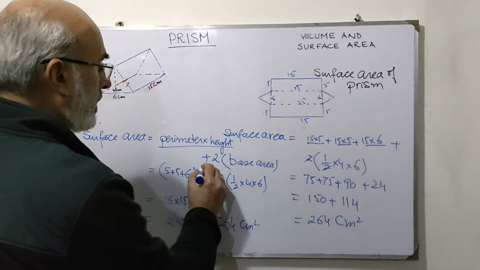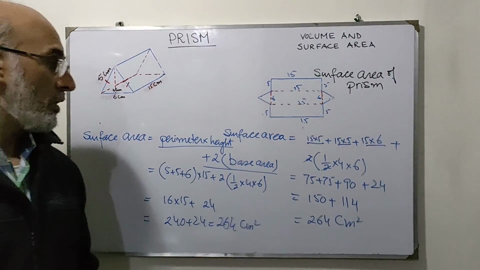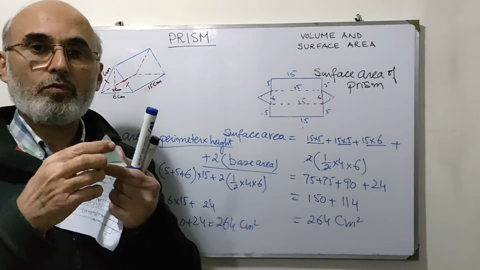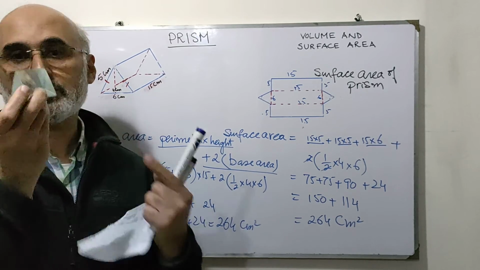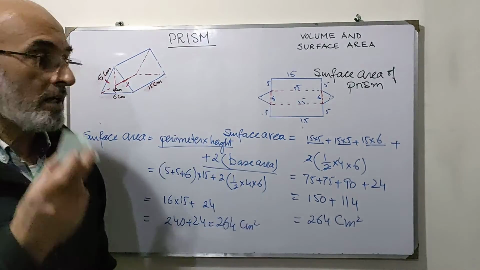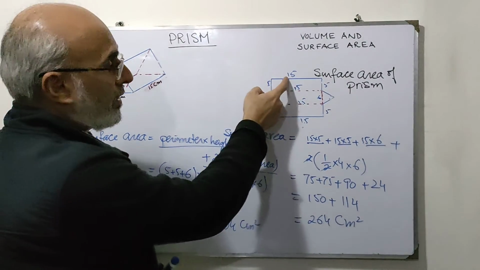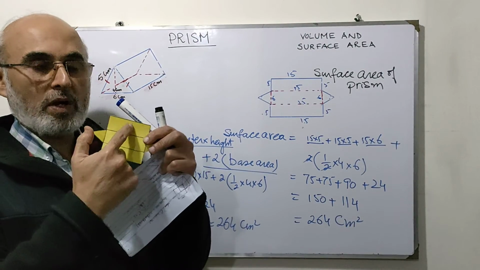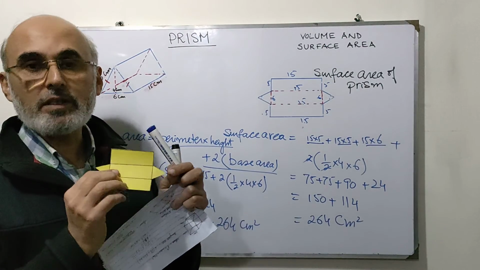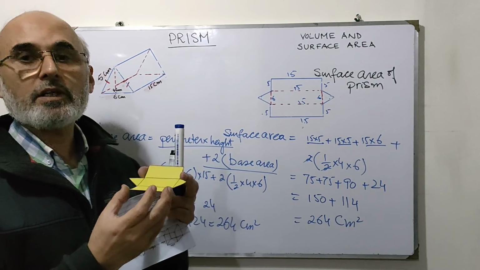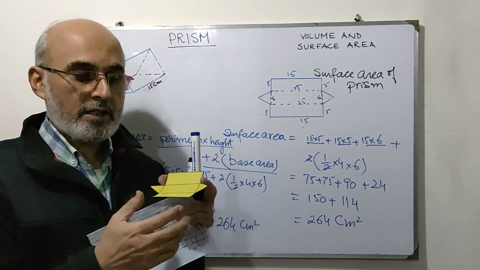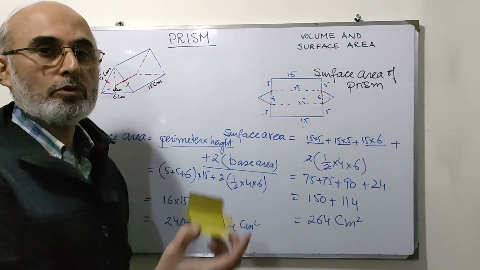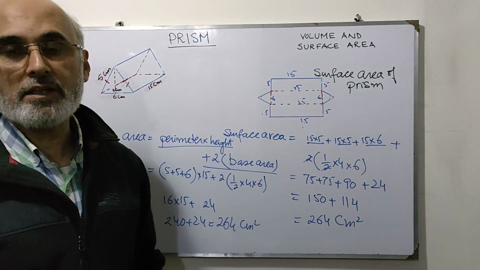Now this is a proper formula: perimeter into height plus 2 into base area, because each prism is going to have two faces, front face and back face. That is why we say 2 base areas. And then the perimeter into height. Why? Because I have shown you by unfolding this thing, 1, 2, 3, it gives you 3 rectangles. And for the rectangles, the height gives you the length and the sides of the triangle give you the breadth. So I have calculated both ways to give you the idea how the surface area is calculated.